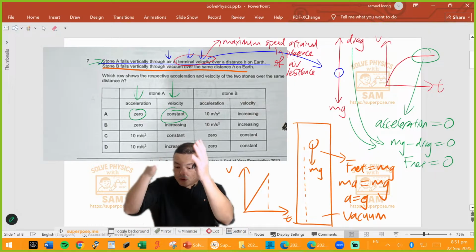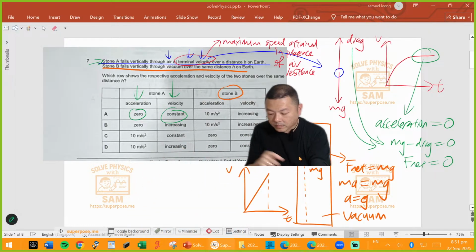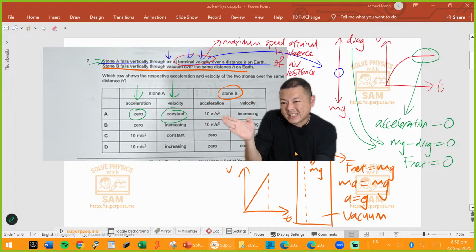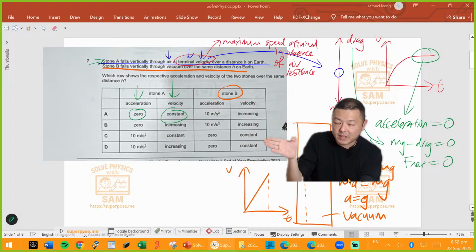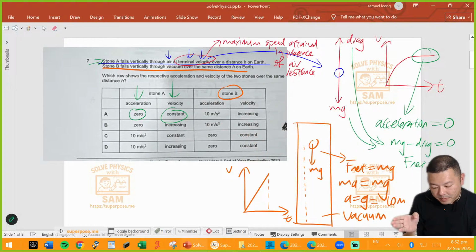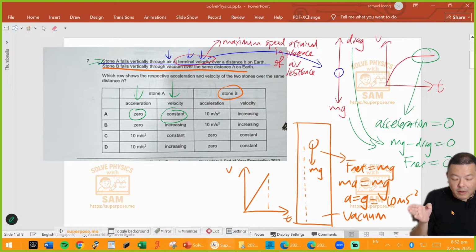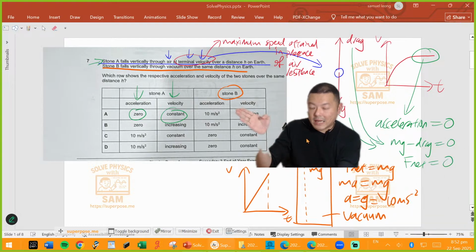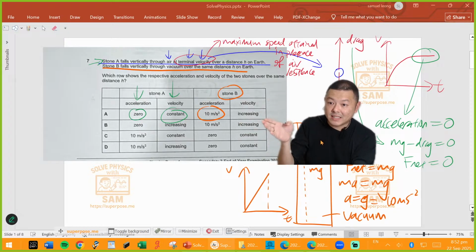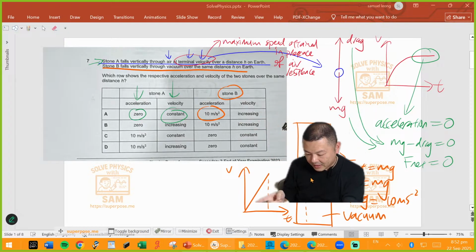Okay, so for stone B, what are the options? We already know A's answer. The acceleration is 10 meters per second squared. Why is it 10 meters per second squared? Because that's what g is. And the velocity is increasing. Yes, it is. In fact, it's increasing like this.